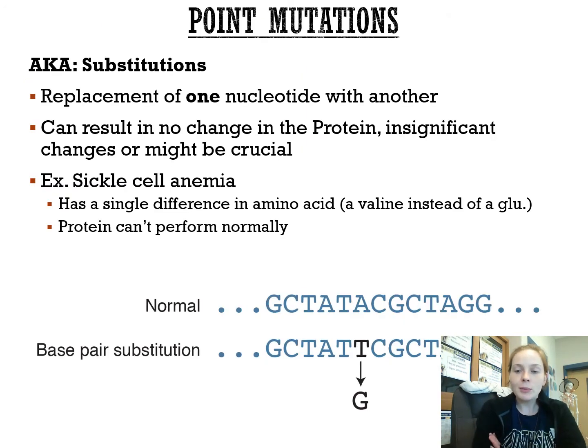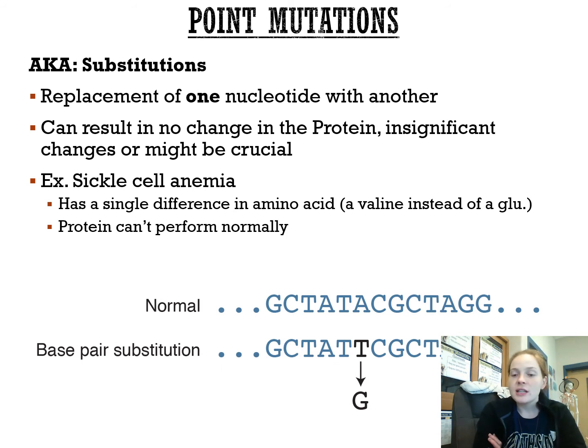So point mutations are also called substitutions. This is when we are changing one nucleotide for another. This is just going to affect a gene. It's not affecting the entire chromosome. It's just one of those gene mutations. And it can be good, it can be bad, it can be silent.